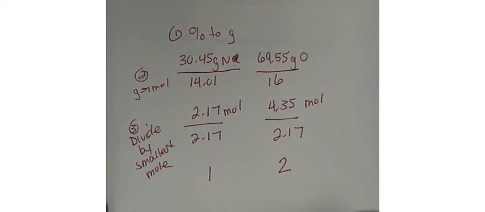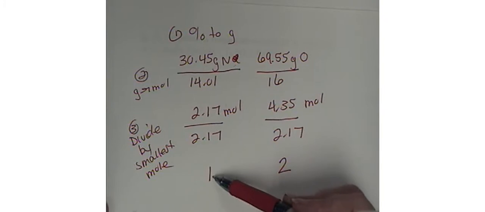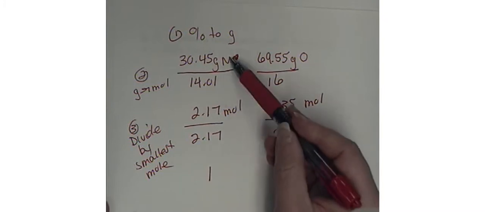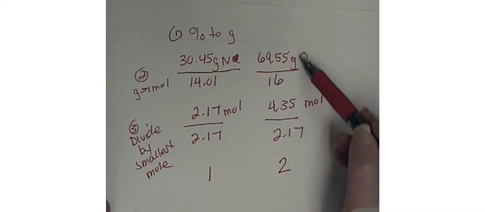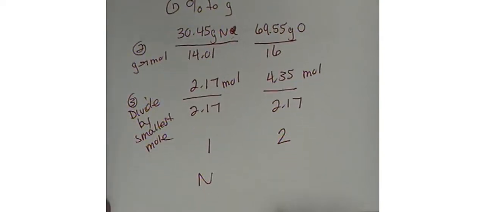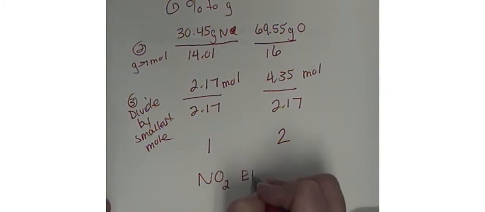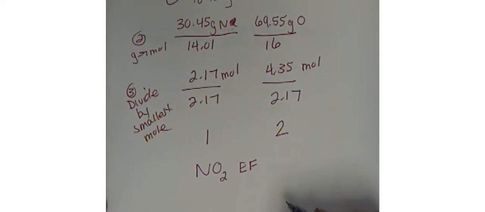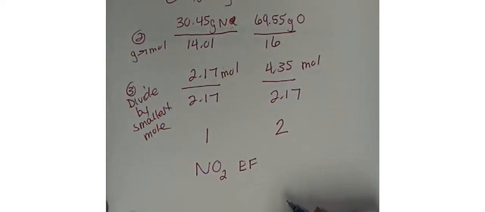Now the reason this is important is because these numbers become our subscripts. This tells me in my formula I'm going to have 1 nitrogen and 2 oxygens. We call this our empirical formula because this is the simplest. You cannot reduce it anymore.